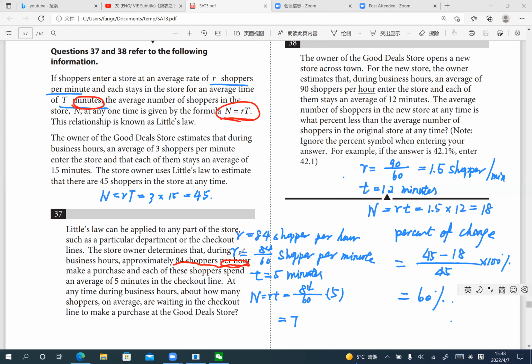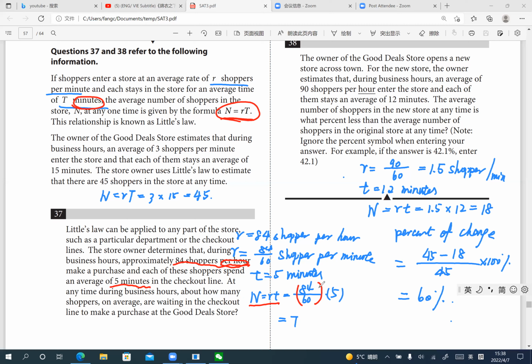Now we have the rate, and we have the time. The time is an average of 5 minutes. Then we can use the formula N equals R times T to find the value of N. So 84 divided by 60 is R, and T is 5 minutes. So N should be equal to 7.